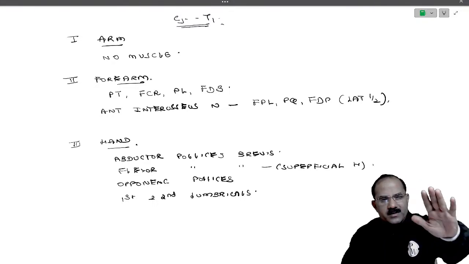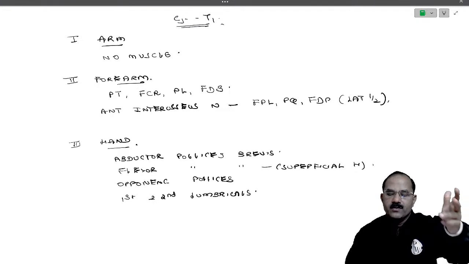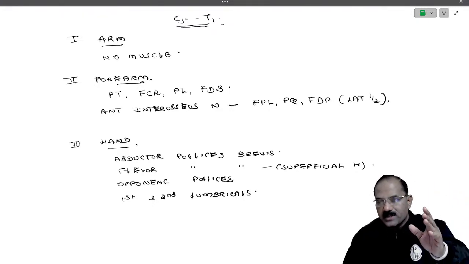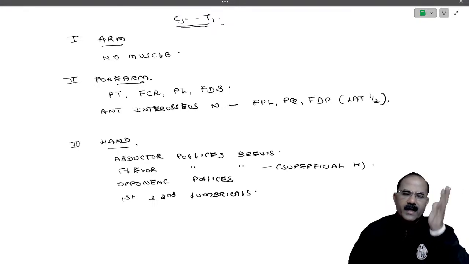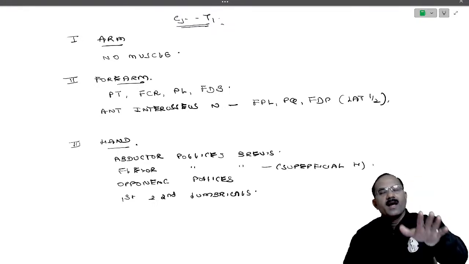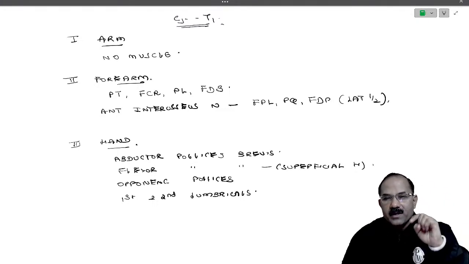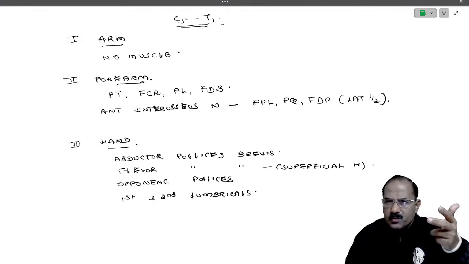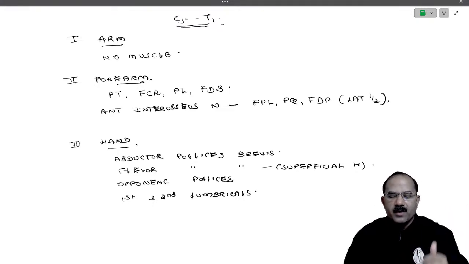In the arm, no muscle. In the forearm, 4 superficial muscles, and the deep branch of median nerve, whose name is anterior interosseous nerve, supplies 2.5 muscles. Who are those? The flexor pollicis longus, the pronator quadratus, and the lateral half of profundus. In the hand, the median nerve supplies 5 muscles: 3 muscles of thenar eminence, abductor pollicis brevis, flexor pollicis brevis superficial head, opponens pollicis, the first and second lumbricals.